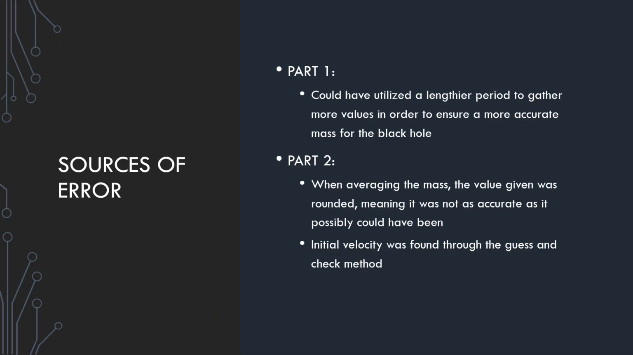Some sources of error I could have obtained would be for part 1, I could have used a lengthier period to gather more values in order to ensure a more accurate mass for the black hole. And then for part 2, when I averaged the mass, the value given was rounded, meaning it was not as accurate as it could have been. And then the initial velocity was found through guess and check, which could have created inaccuracies.